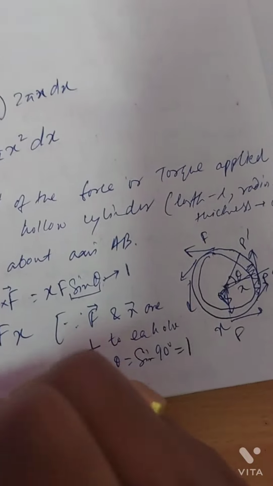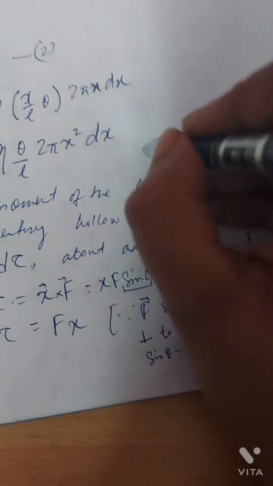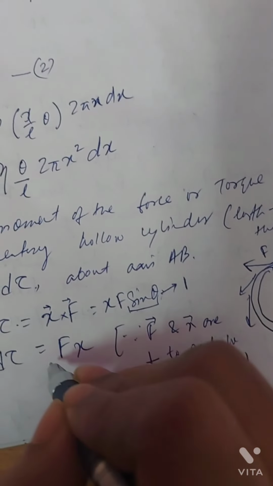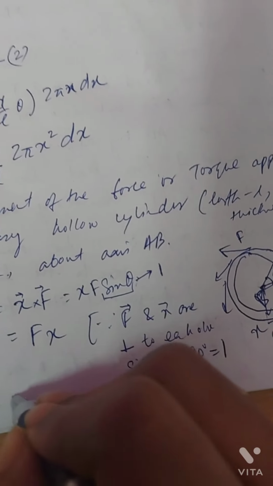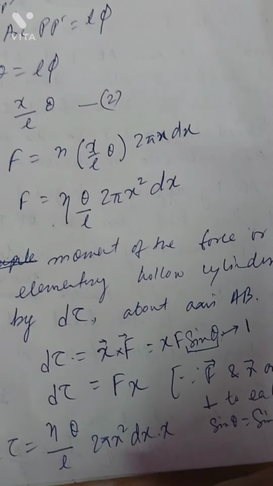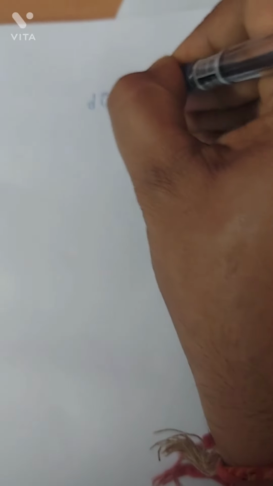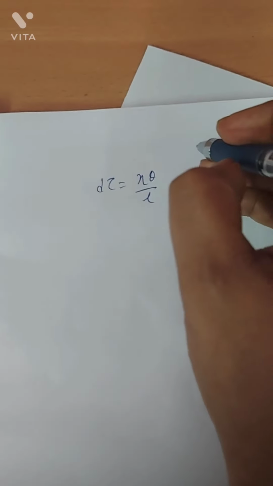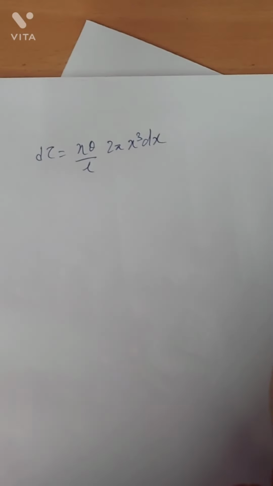So d tau is f into x. From the previous expression, f is eta theta by L twice pi x square dx, into x. So d tau can be written as d tau equals eta theta by L twice pi x cube dx. Fine, x cube dx.